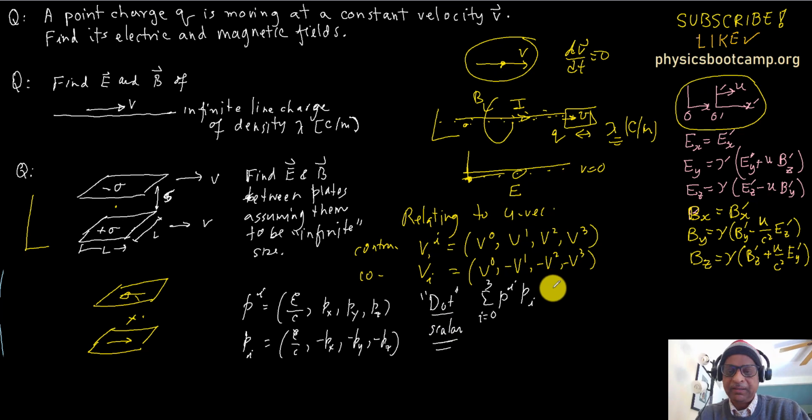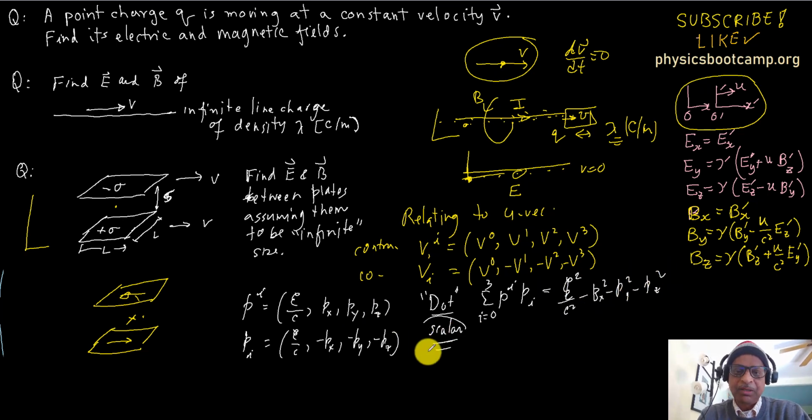Okay, and this scalar over here is E squared over c squared minus px squared minus py squared minus pz squared. And because it's a scalar, it's going to be the same in every frame.